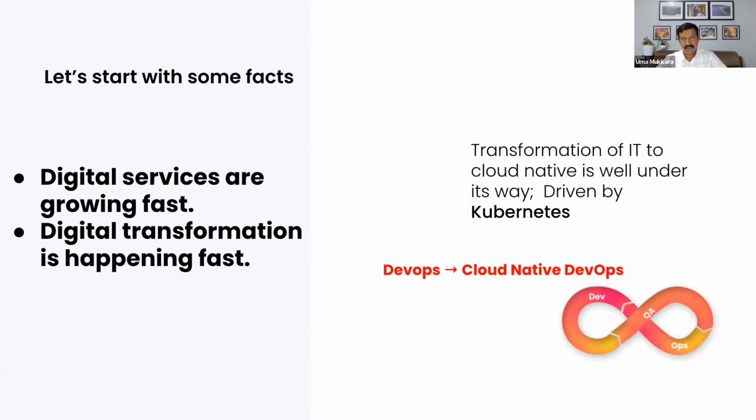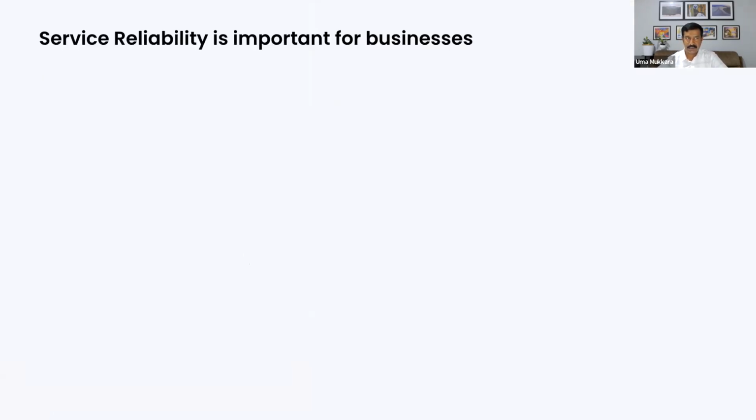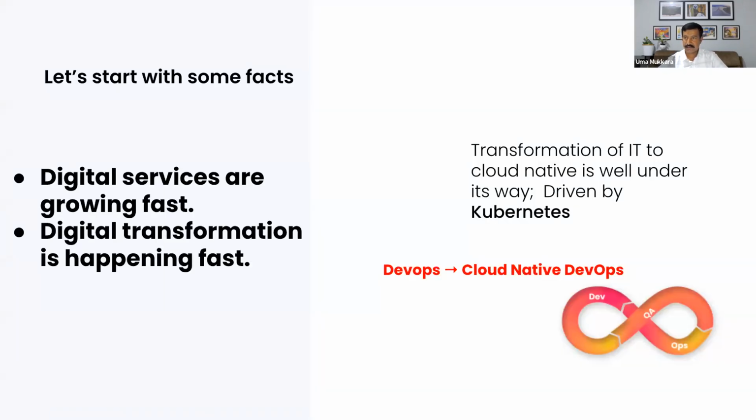But because of the cloud native transformation, there is a change happening within the DevOps subsystem called cloud native DevOps. So what is cloud native DevOps? If you look at it, things are happening. The ability to ship faster is much higher.